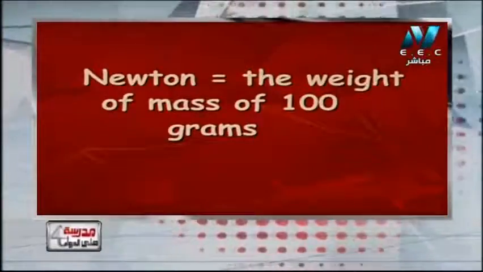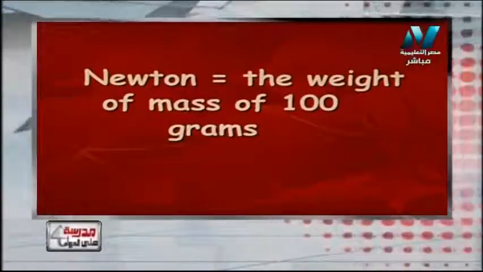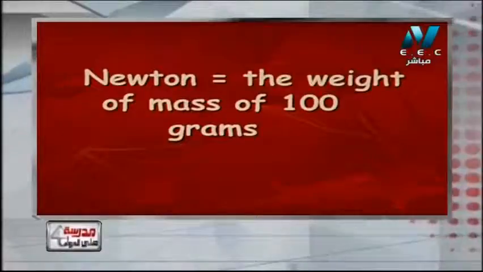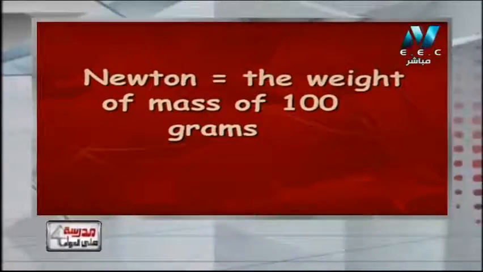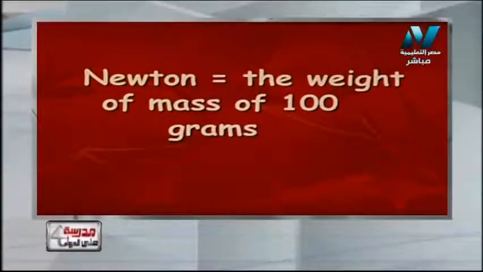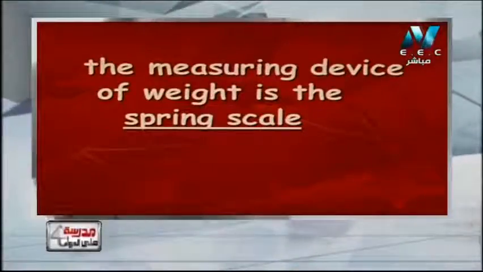How big is a Newton? I also hear this question a lot from some students. It means approximately the weight of a mass of 100 grams. So 3 Newtons is 300 grams, 7 Newtons is 700 grams, and 10 Newtons is 1000 grams, equal to 1 kilogram. So now we can measure weight by a very special device.